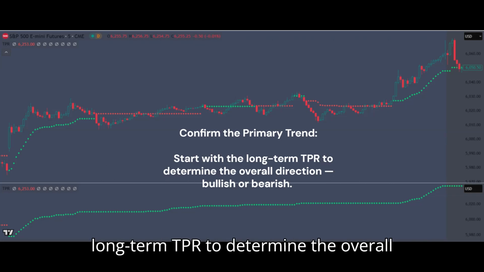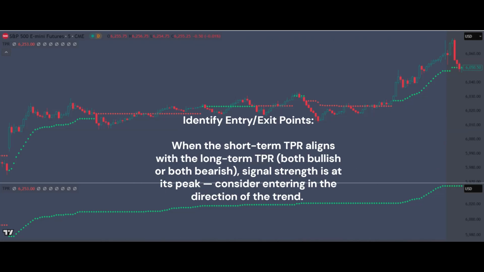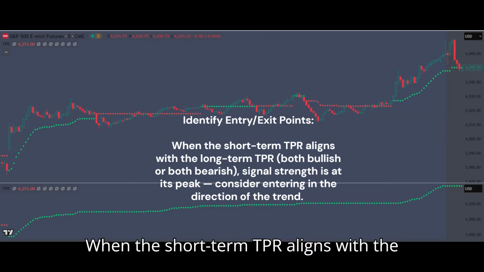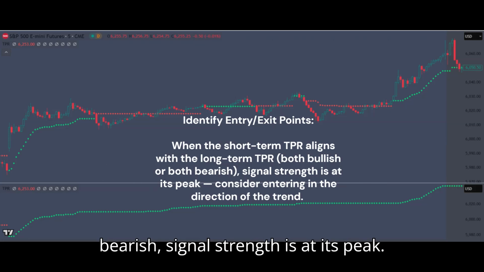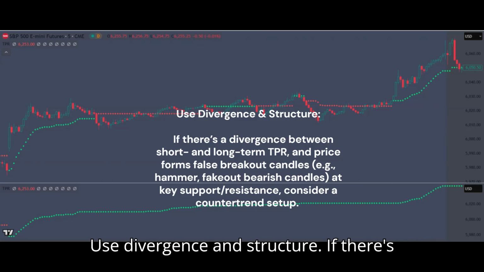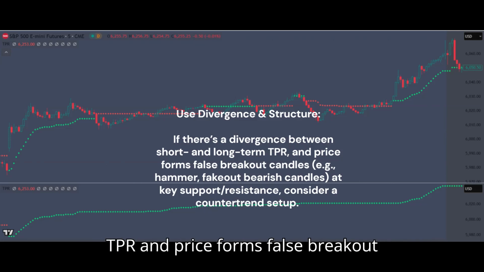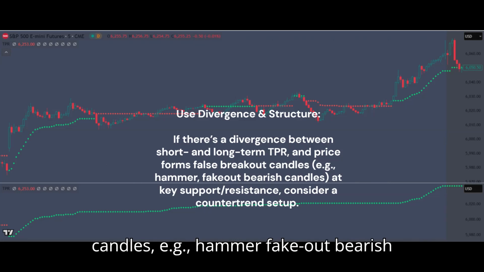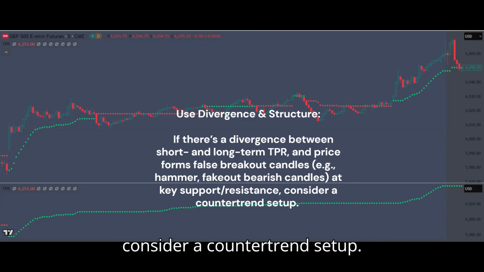Start with the long-term TPR to determine the overall direction, bullish or bearish. Identify entry/exit points. When the short-term TPR aligns with the long-term TPR, both bullish or both bearish, signal strength is at its peak. Consider entering in the direction of the trend. Use divergence and structure. If there's a divergence between short and long-term TPR and price forms false breakout candles, e.g., hammer, fake-out bearish candles, at key support/resistance, consider a countertrend setup.